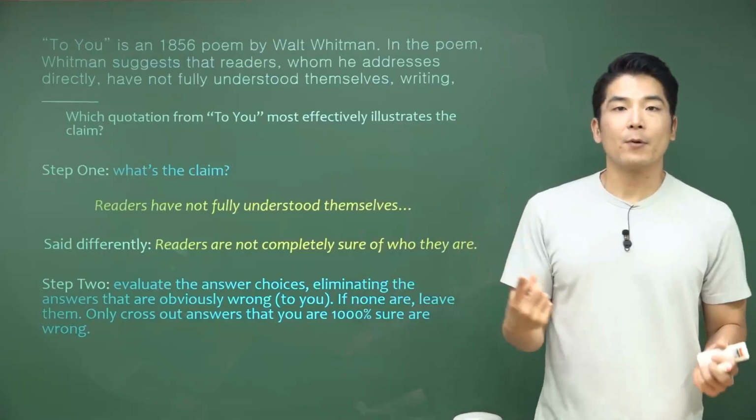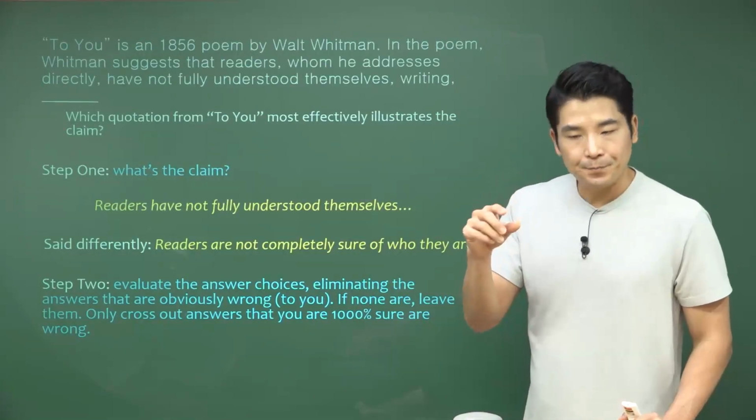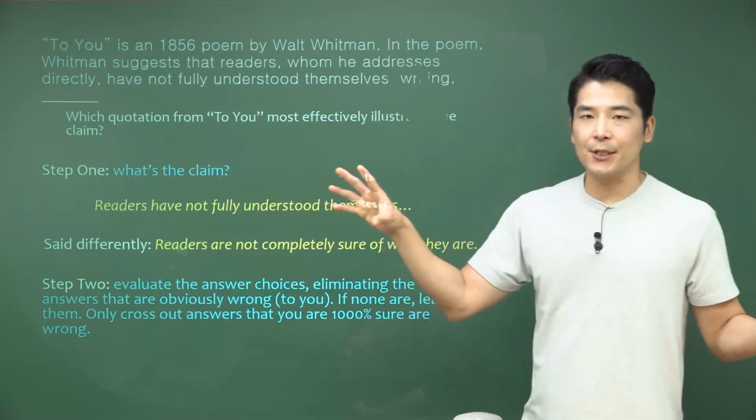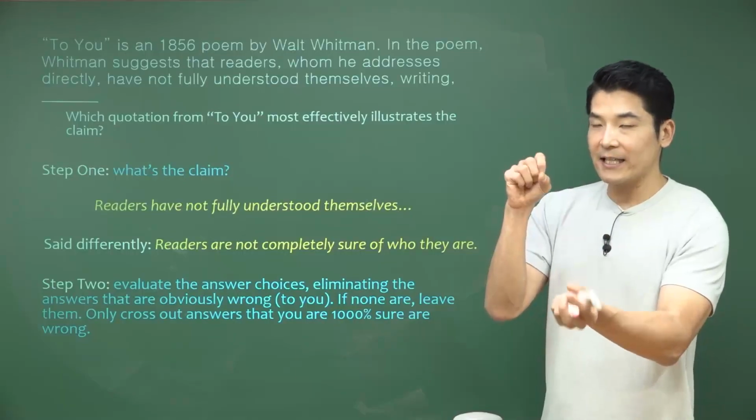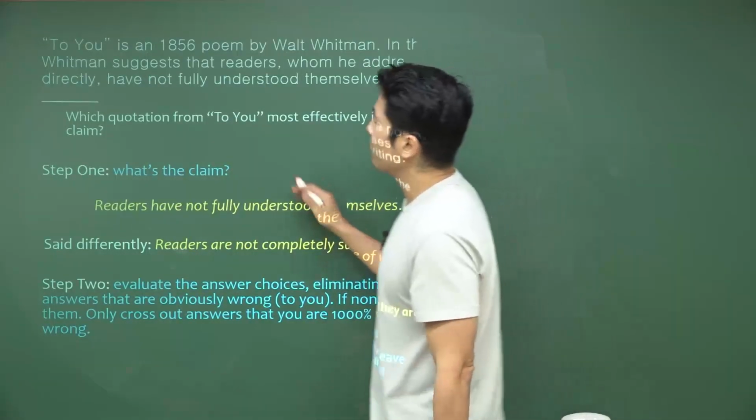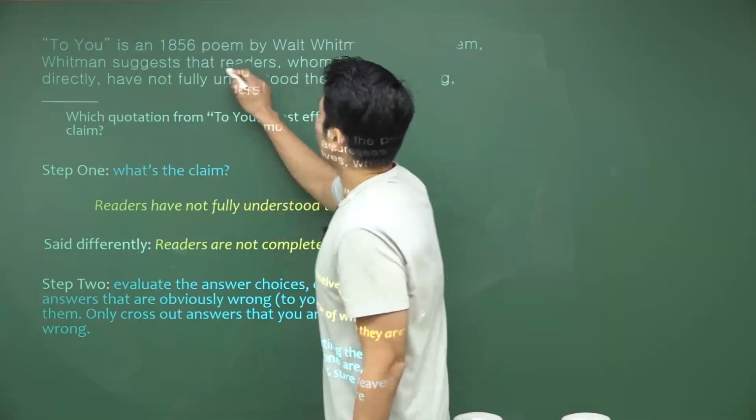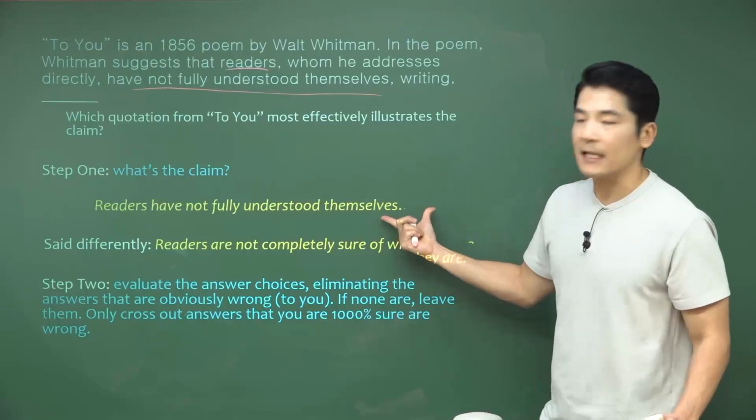So remember, step number one, you guys, is what's the claim? Identify the claim first and say it to yourself. Make sure that you understand it. Don't just find it, read it, and understand it, like process it. So the claim is what? Readers have not fully understood themselves. That's what the claim is going to be.